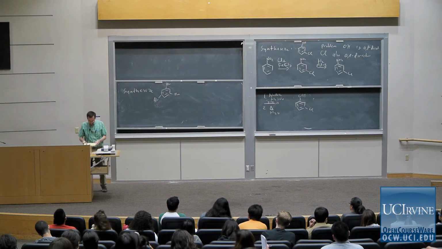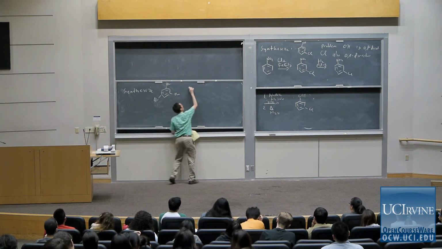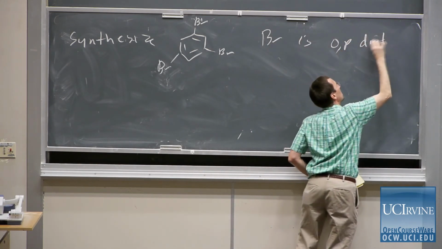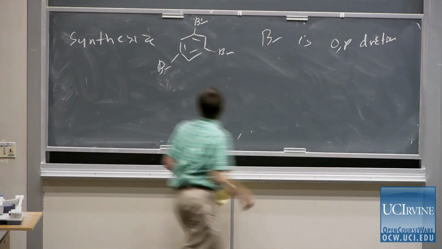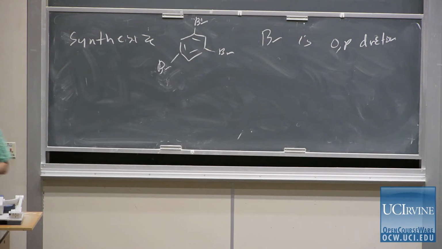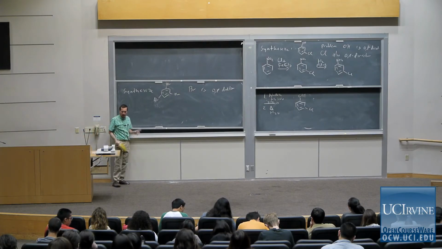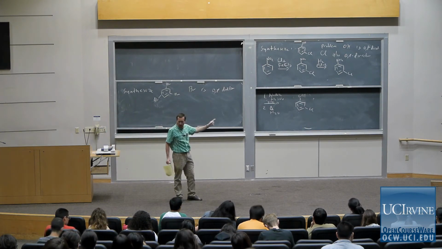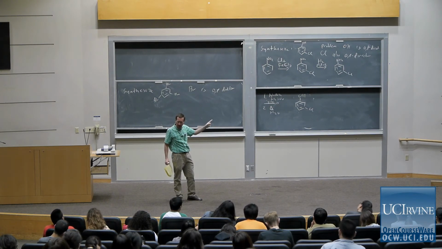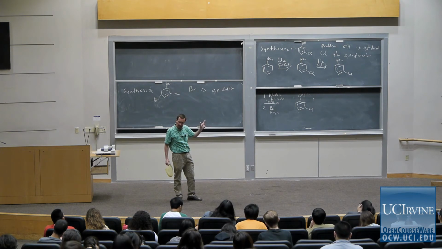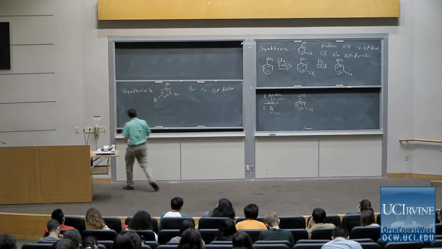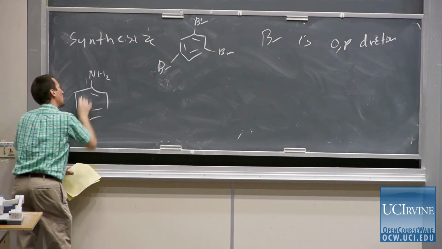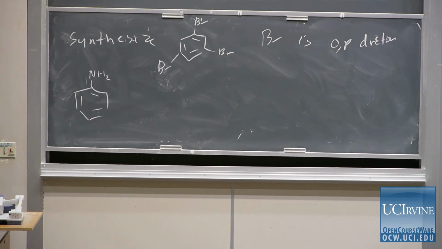And so now you really need a spark of inspiration. So I'll just remind us, Br is an ortho-para director and slightly deactivating. Now you need a flash of inspiration. A flash of inspiration is the amino group is a very good ortho-para director, and it's activating. And so here's your flash of inspiration. We've been down the road a zillion times with aniline.